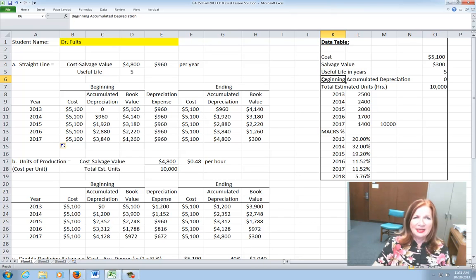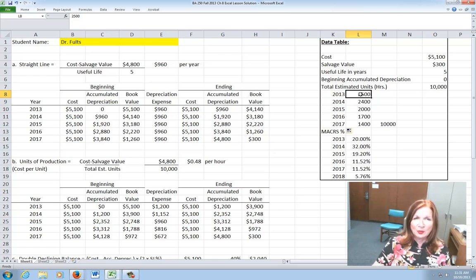And the beginning accumulated depreciation is 0, because you haven't accumulated anything at the beginning. Now the total estimated units, and that's stated in hours, is 10,000 hours. And again, you want to type the 2013, the 2014, highlight the two of them, grab this little black box, drag them down until you have 2017, and it'll put in all the years for you.